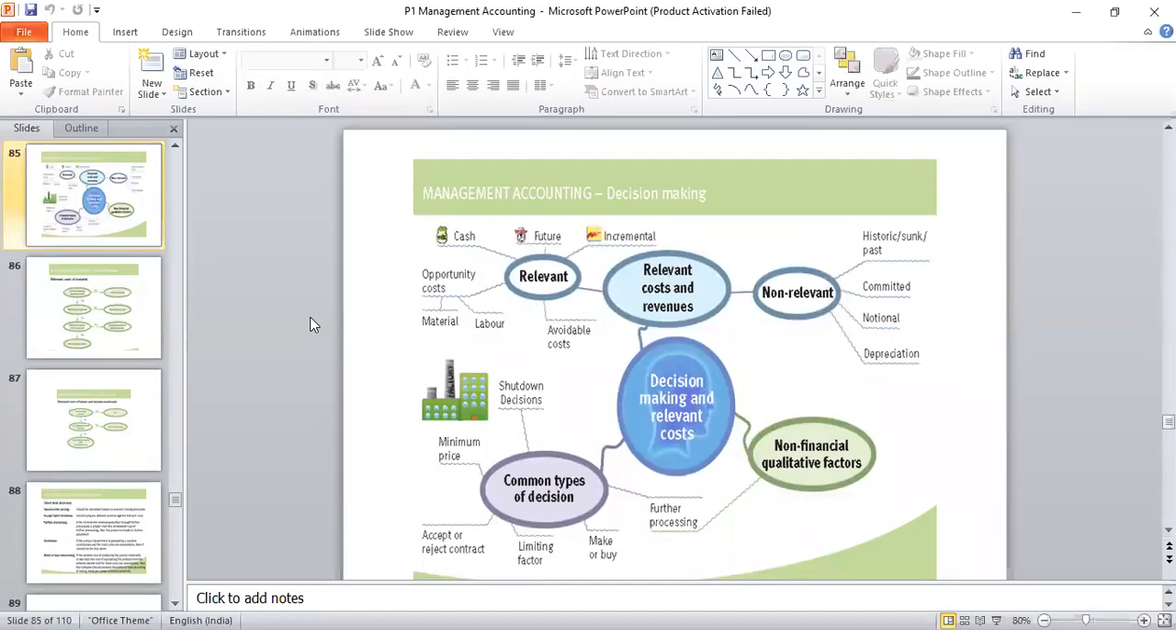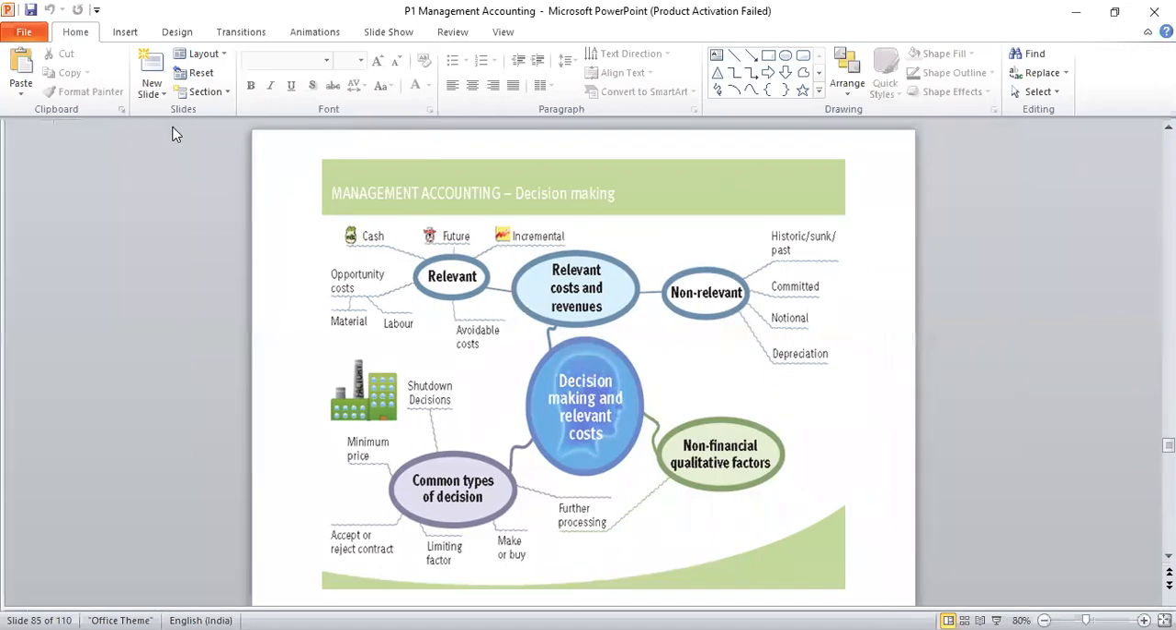What are the costs which are relevant? The costs that are relevant are all variable costs, then the opportunity cost, all cash flows, and then future cash flows, the incremental cash. These are all relevant. The irrelevant or non-relevant costs are all the historical sunk costs, committed, notional, and depreciation costs.